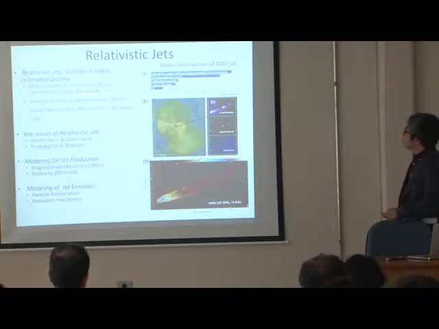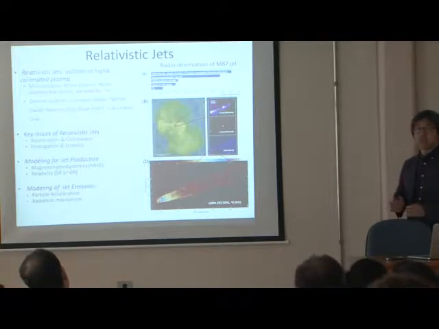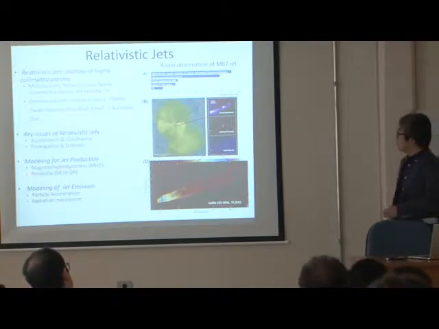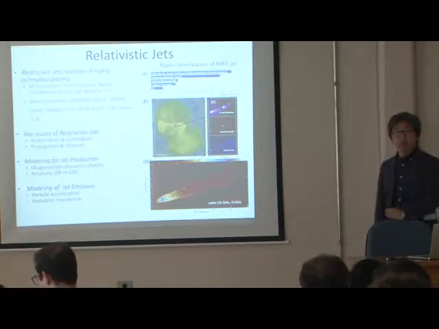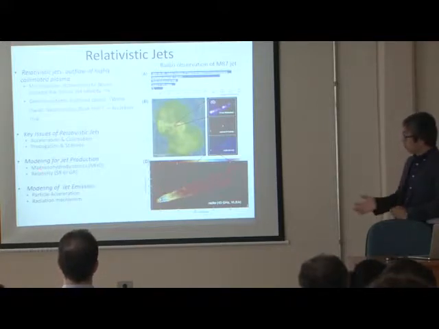Okay, so this is the key issue for the relativistic jet. What's the acceleration mechanism? How is the collimated structure of the jet made, and how does it propagate successfully? And what's the stability of this relativistic jet? This is one of my research topics, especially the stability and how to make the jet propagate. And for modeling jet production, we can mostly use magnetohydrodynamics, because this is large scale plasma where it is applicable.